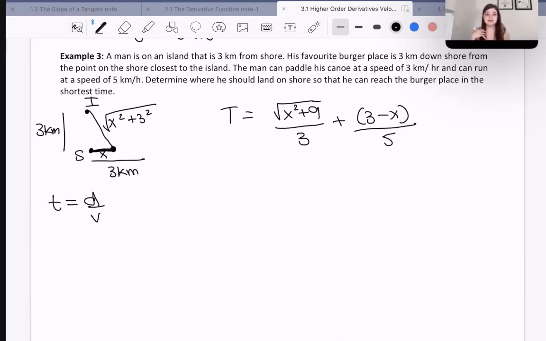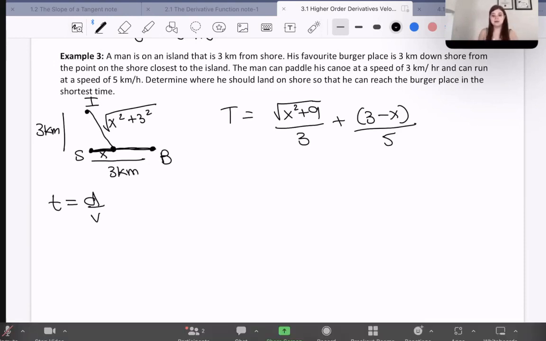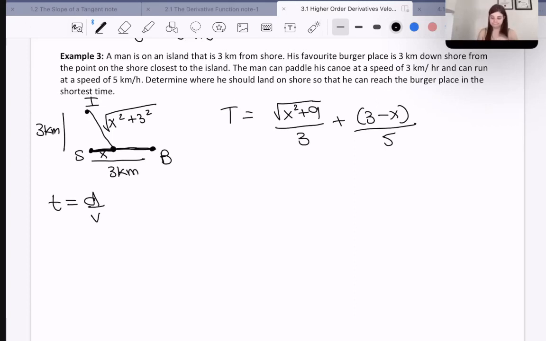And for similar reasons, this remaining distance, oh, here's B for the burger place, this remaining distance that we still have to go is going to be that full 3 kilometers subtracted by x, subtracted from however much distance he already has based on where he landed on shore. So that's where we get 3 minus x from, and then divided by 5 because 5 is our velocity, how fast he can run. That's his running speed. Okay, so now we need to figure out what x is if we are going to minimize that time. So let's do that.